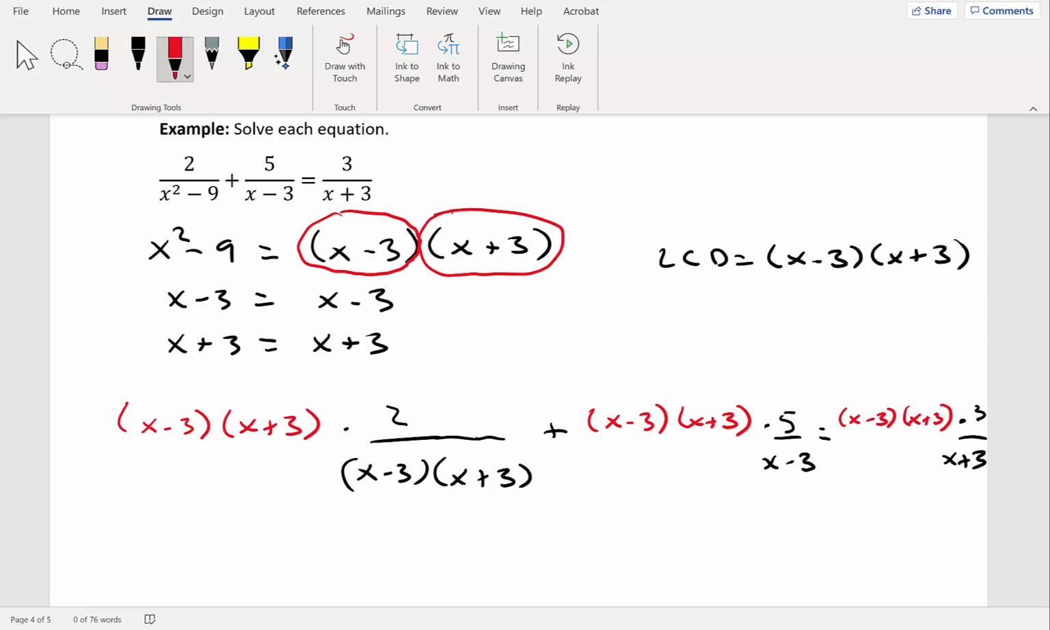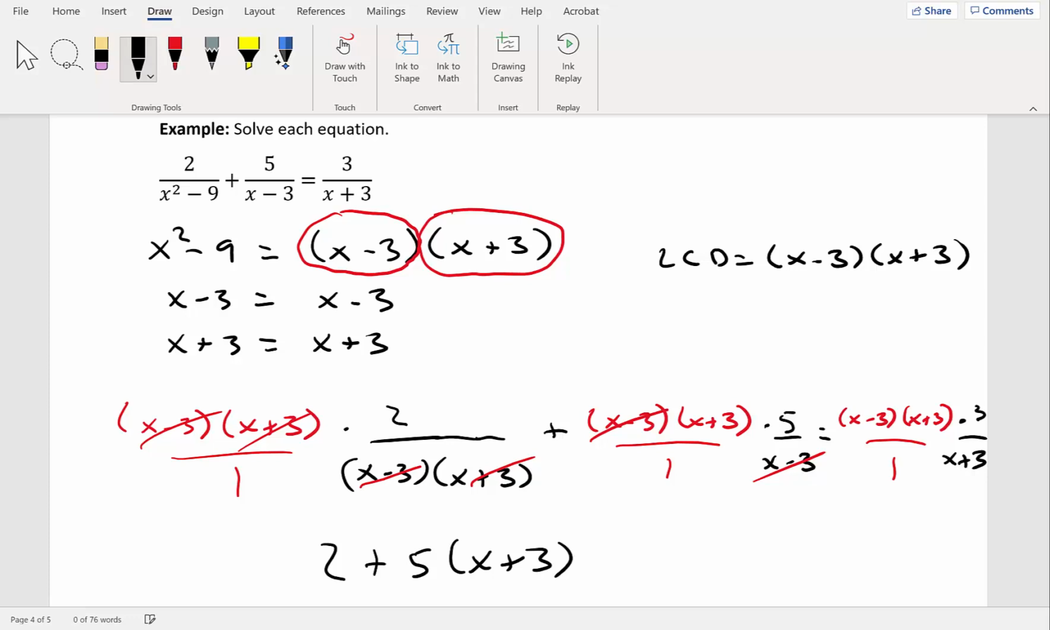Okay, now we can start canceling. Let's put these as all over 1. So x minus 3 cancels out, x plus 3 also cancels out, I'm just left with 2. Second set of fractions, x minus 3's cancel out, I'm left with plus 5 times x plus 3. I have equal to. And then on the right hand side, x plus 3's cancel out, I'm left with 3 times x minus 3.